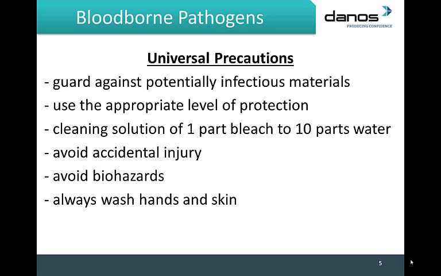Use the appropriate level of PPE or barrier protection, such as latex or nitrile gloves. Some people may have an allergic reaction to latex. Use glasses, goggles or face shields, masks, and protective, disposable outer garments. Use a mixture of 1 quart bleach to 10 parts water to disinfect any potentially infected equipment or work areas. Avoid accidental injury from sharp or protruding objects, and avoid biohazards.